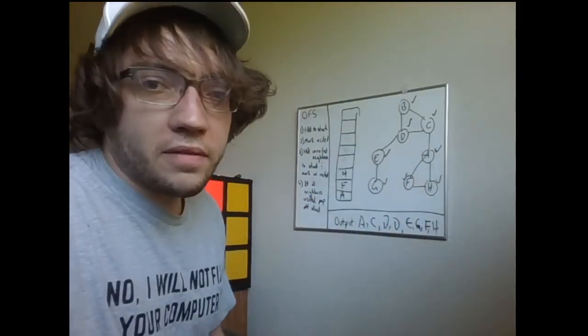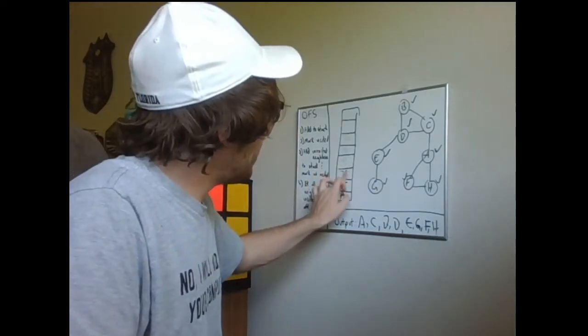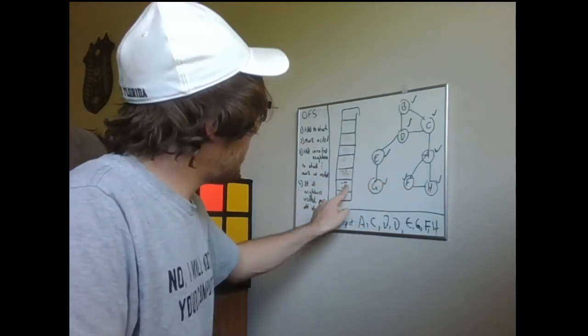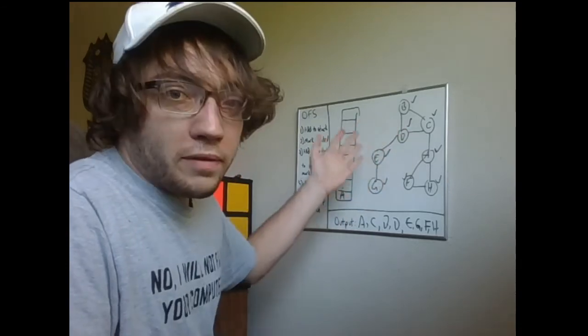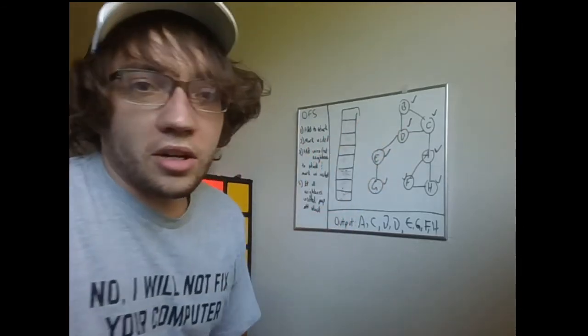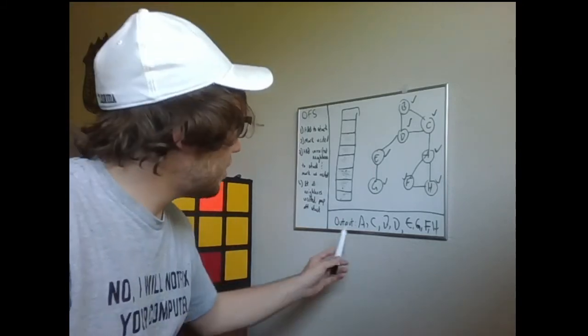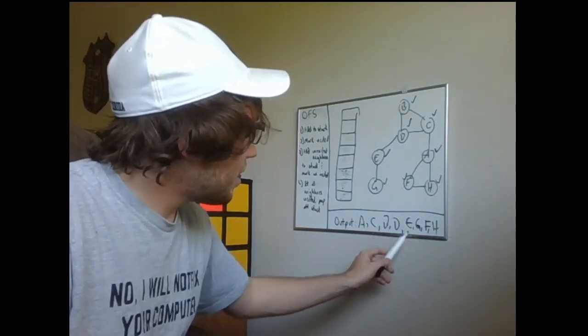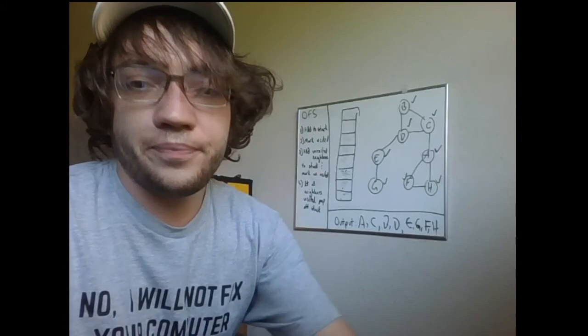Does H have any unvisited neighbors? No, pop it. F, no, pop it. A, and we've visited all the neighbors of A. So now our stack is empty, and our depth first search is done with the output A, C, B, D, E, G, F, H. And there you go.